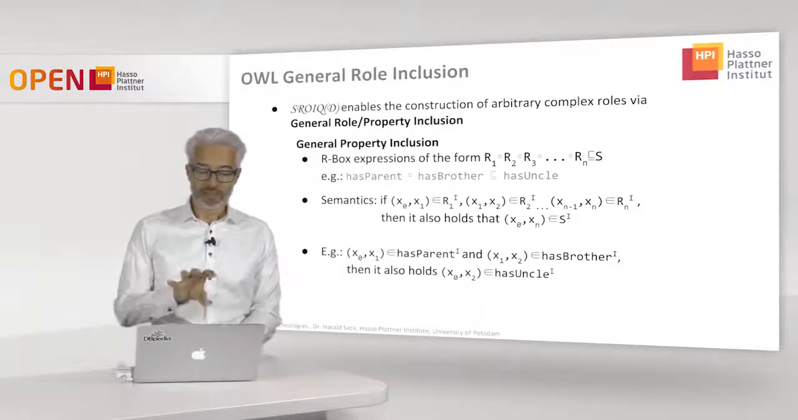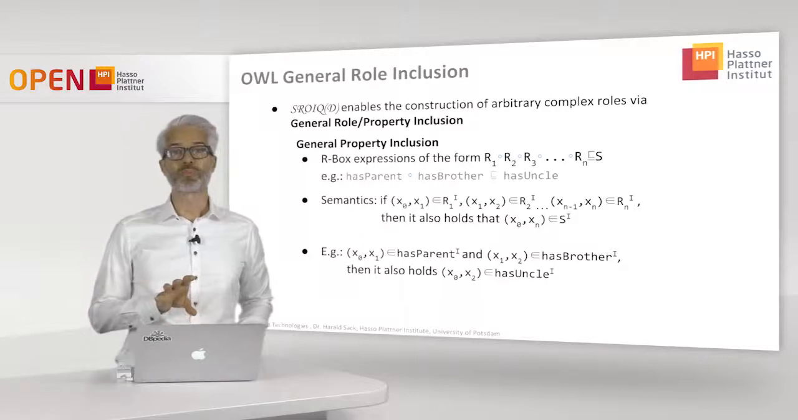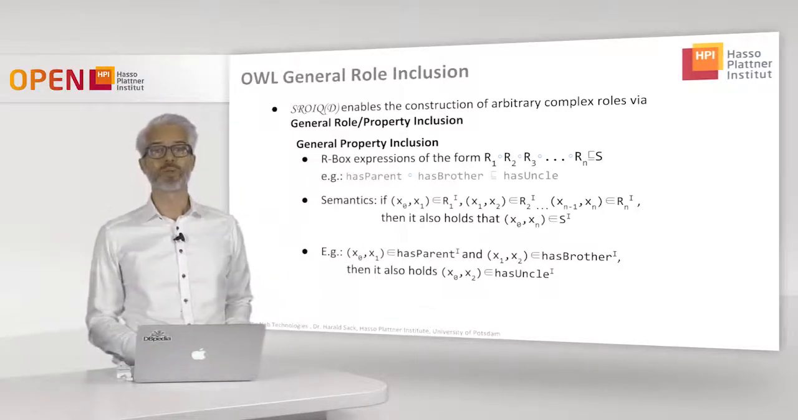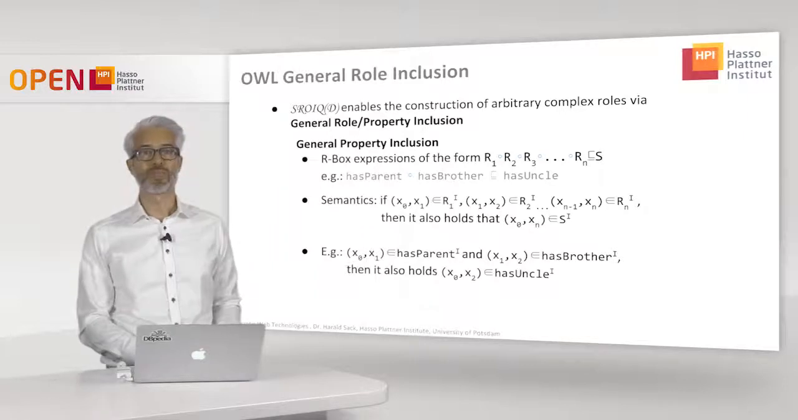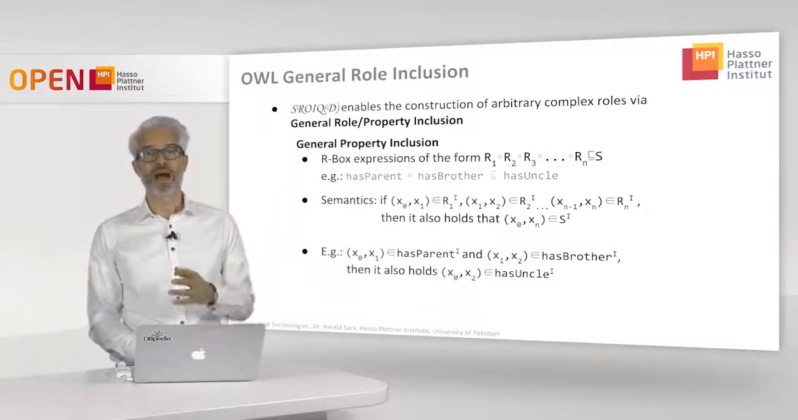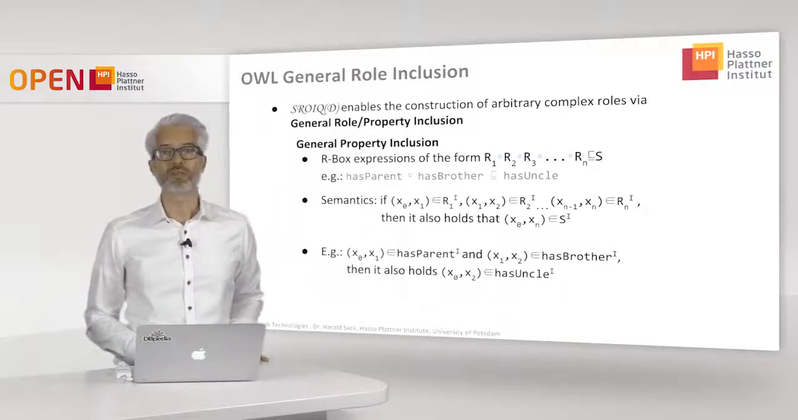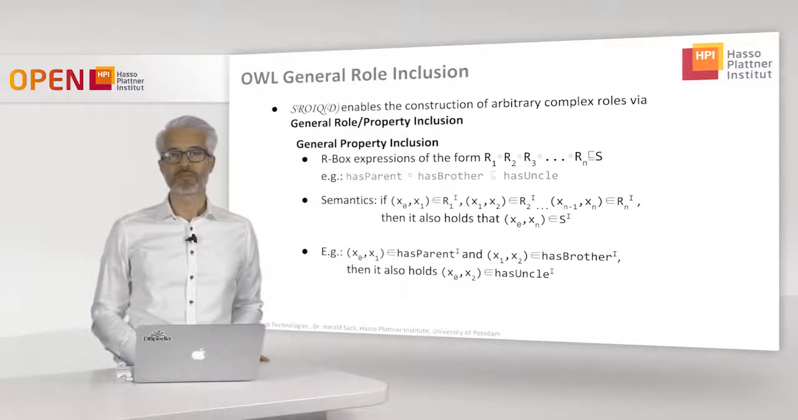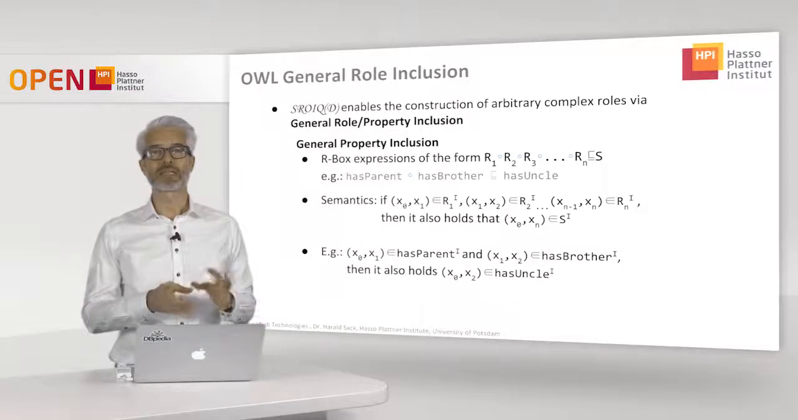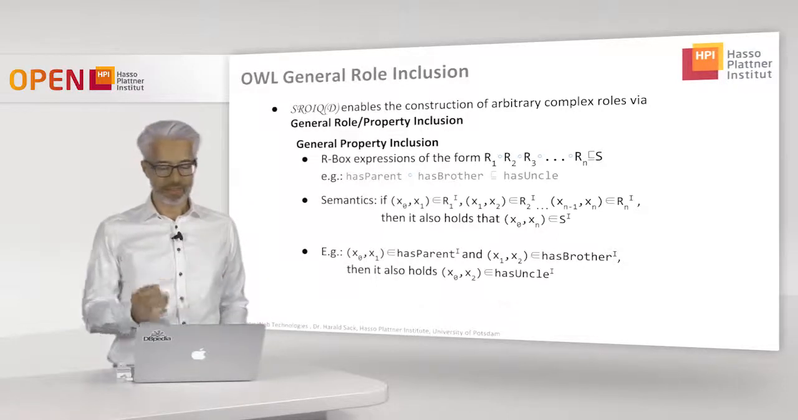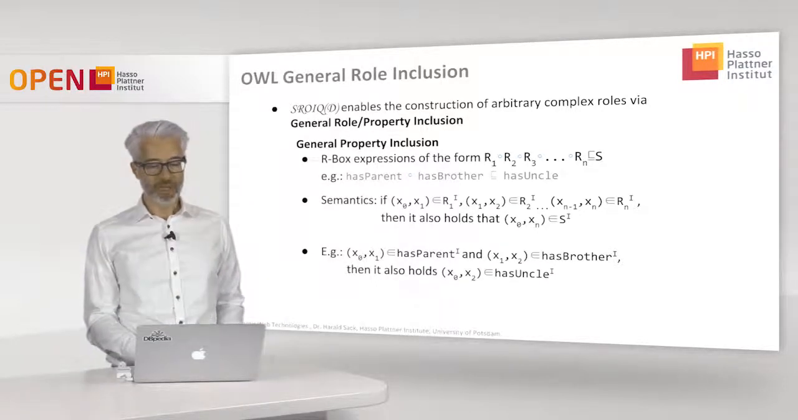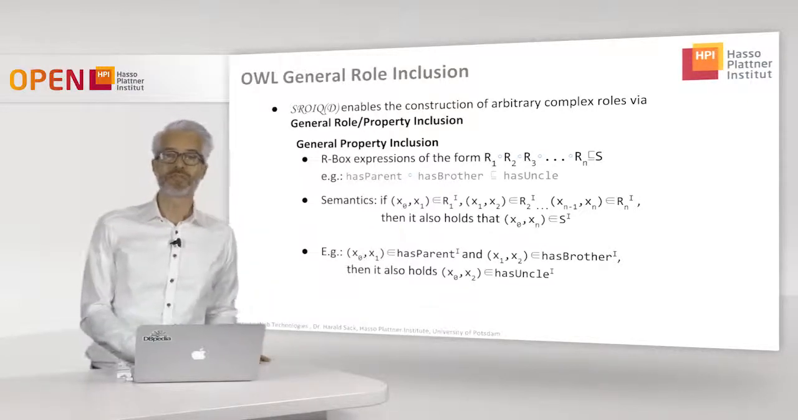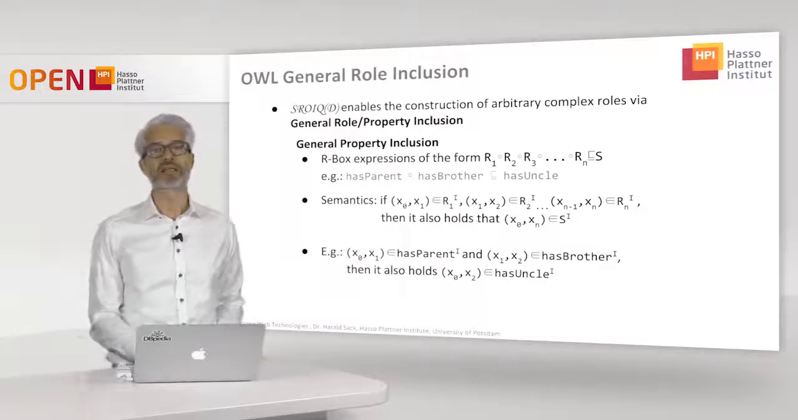These are all R box expressions of the form you see here: R sub 1 connected to R sub 2 connected to R sub 3 and so on, and they are a sub-property of the property S. With this connector, this circle here, we are connecting the roles, like you see in the example below. So has parent can be connected with has brother, and this then forms the role has uncle.